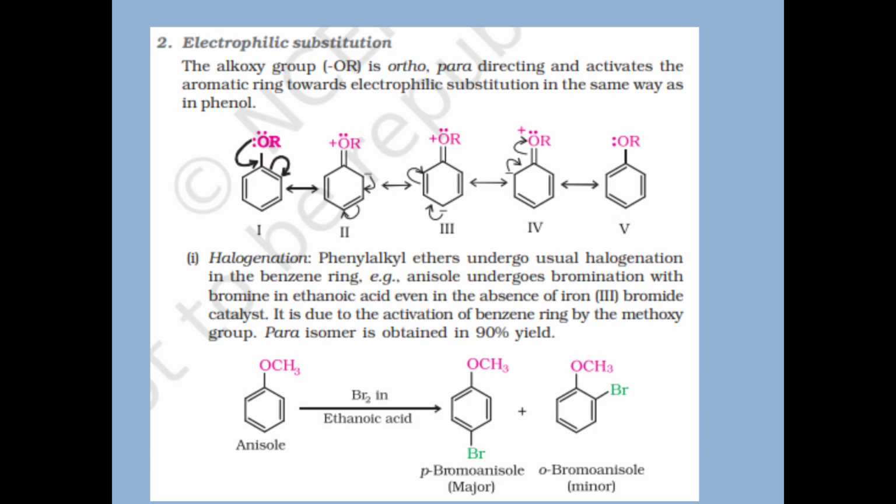Electrophilic substitution reaction. If we take anisole or alkyl phenyl ether, the alkoxy group is actually an ortho-para directing group. So here bromination will occur at the para position as the major product, and at the ortho position as the minor product.